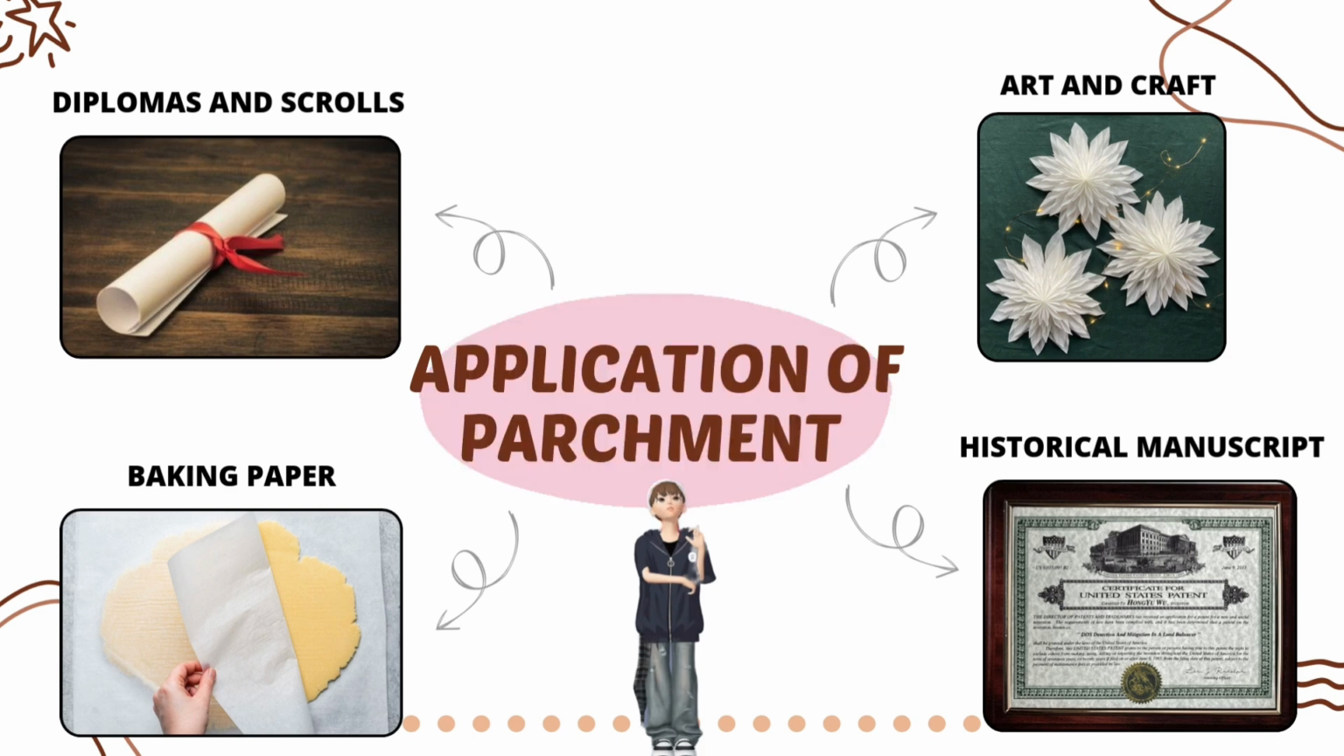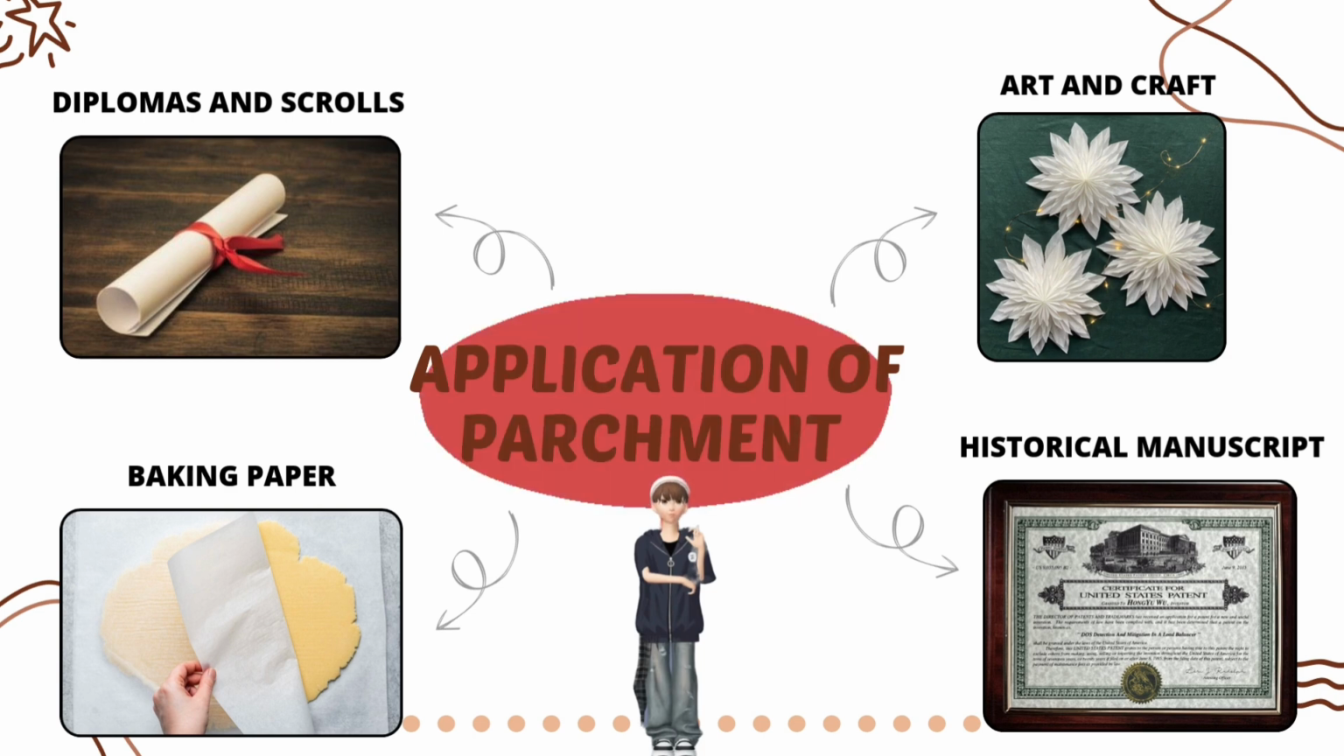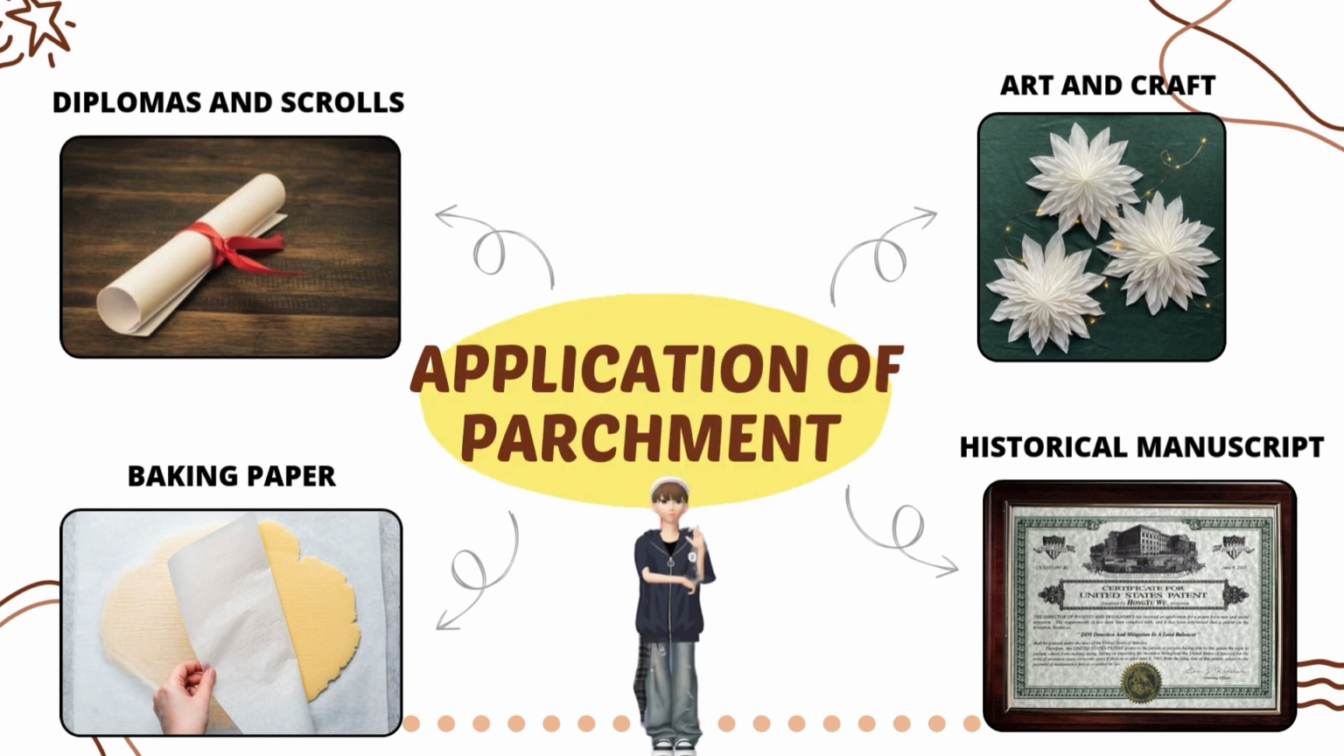It is also used in art and craft projects like calligraphy, decorative scrolls, invitations, and high-quality stationery. In the kitchen, baking parchment paper is common. It's made from plant fibers, heat-resistant, and helps prevent food from sticking. So, from holy scrolls in the past to practical uses today, parchment has truly evolved, and that's what our project is all about.